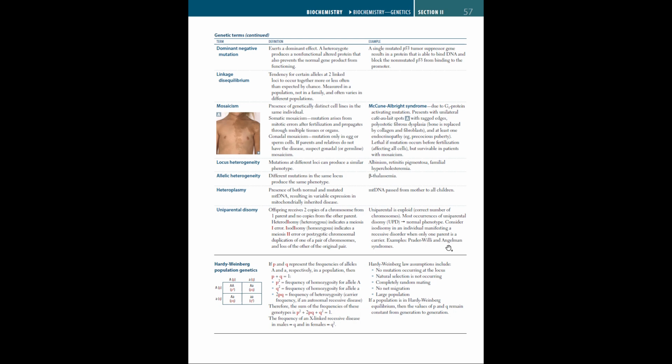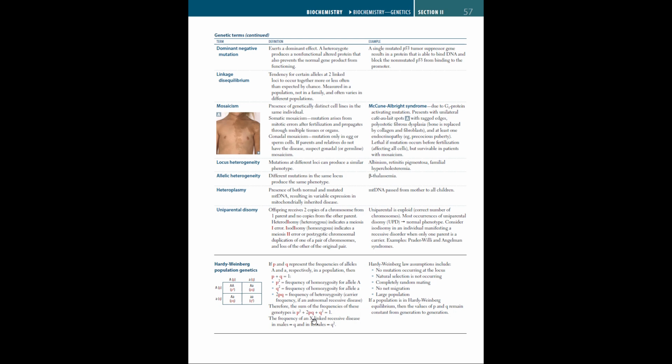Now we talk about Hardy-Weinberg population genetics. If p and q represent the frequencies of alleles, capital A and lowercase a, respectively, in a population, then p plus q equals 1. p squared is equal to the frequency of homozygosity for allele capital A, whereas q squared is equal to the frequency of homozygosity for allele lowercase a. 2pq is equal to the frequency of heterozygosity, or basically the carrier frequency if an autosomal recessive disease is present. Therefore, the sum of the frequencies of these genotypes is p squared plus 2pq plus q squared equaling 1.